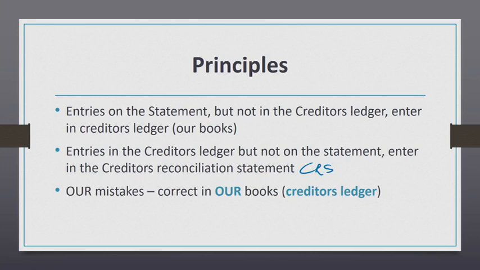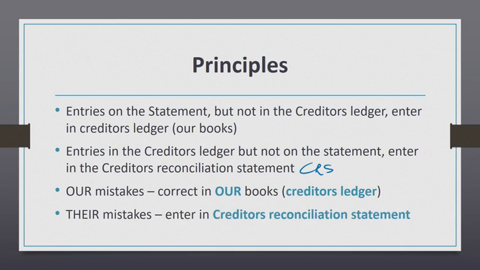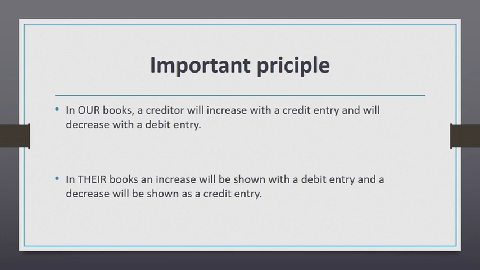Our mistakes, we correct in our books, in the creditor's ledger. And their mistakes, we enter into the creditor's reconciliation statement. We can't fix their books, but we show it, we correct it in the creditor's reconciliation statement. Important principle again, in our books, a creditor will increase with a credit entry, will decrease with a debit entry.